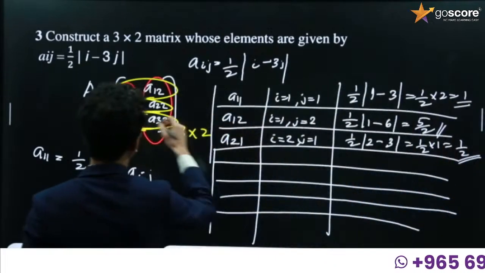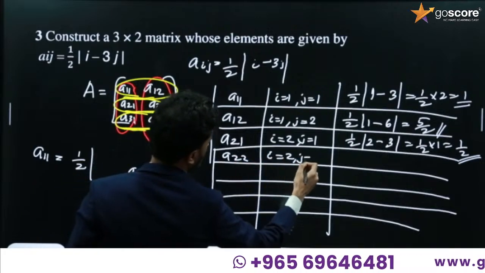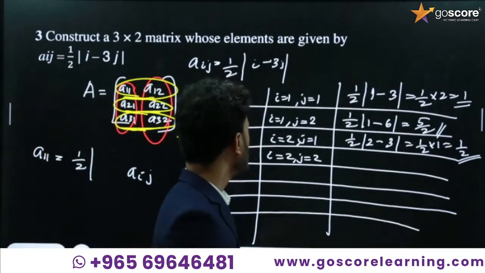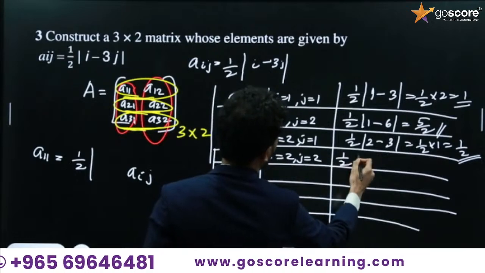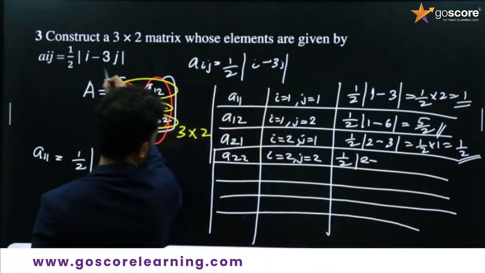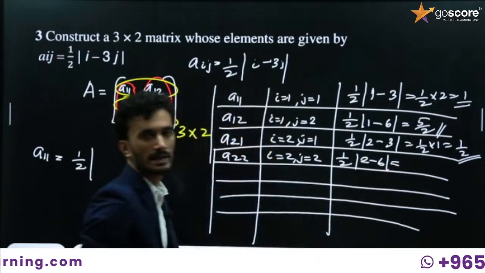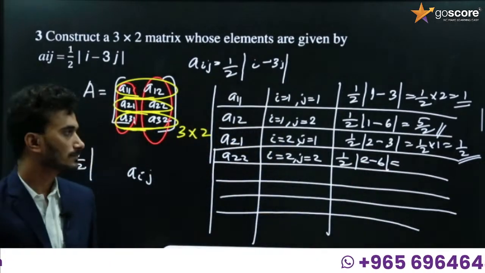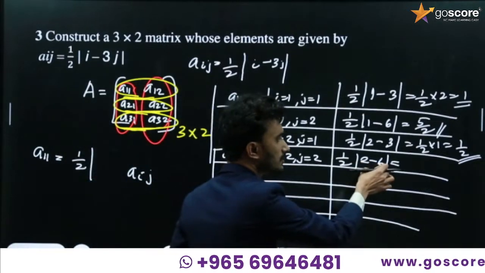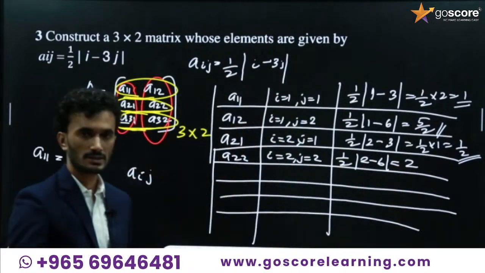Again, the fourth value, A22. So i is equal to 2 and j is equal to 2. Substitute 1 by 2 into |2 minus 3 into j|, where j value is 2. So it is 6. What is 2 minus 6? 2 minus 6 is minus 4. The modulus of minus 4 is 4. 4 by 2 is 2. So the next value is 2.